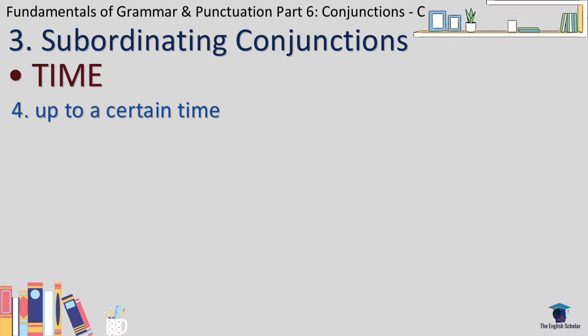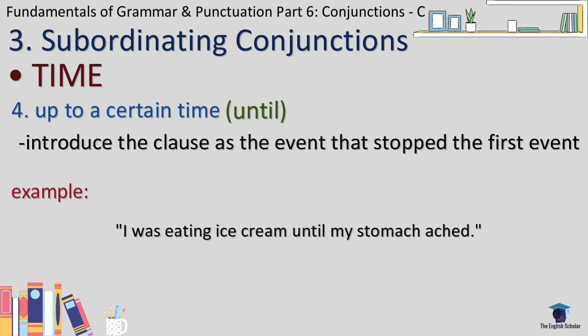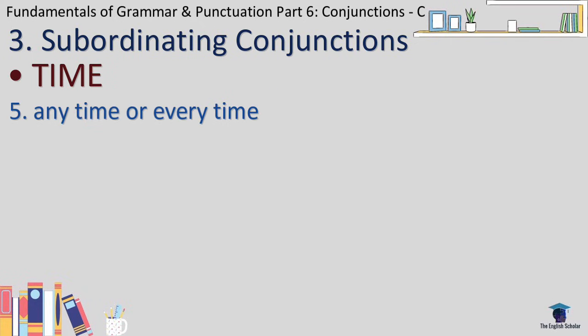Up to a certain time. Until. We use until to introduce the clause as the event that stopped the first event. Example, I was eating ice cream until my stomach ached, meaning I stopped eating ice cream when my stomach started aching. Number 5 is the last one, anytime or every time.